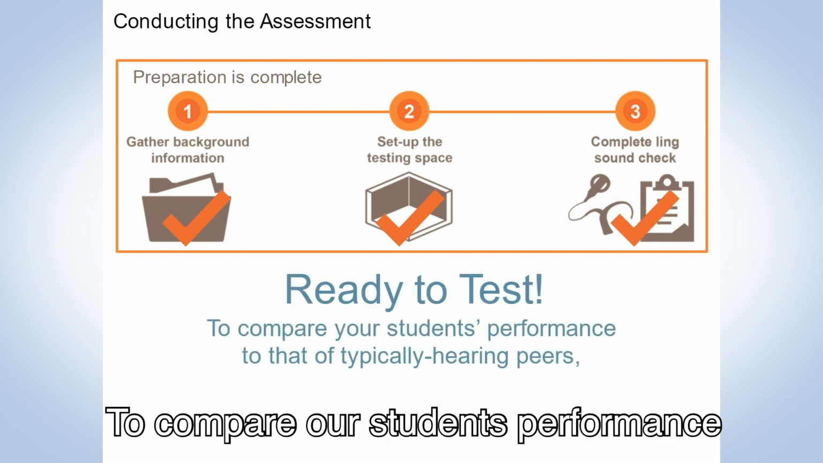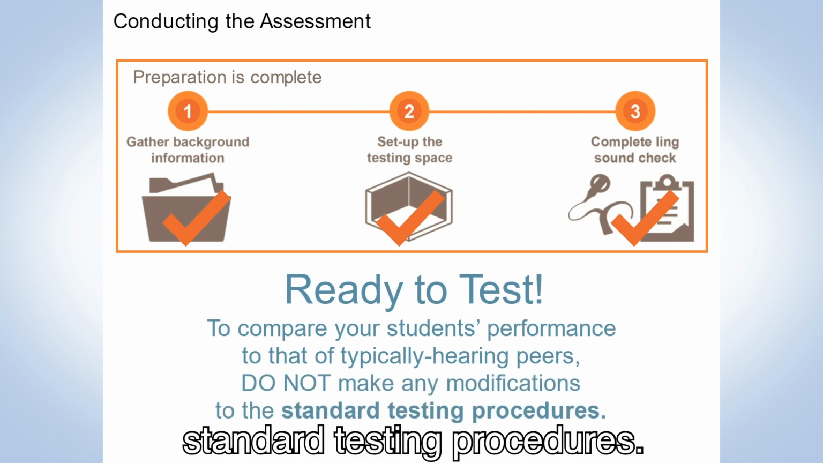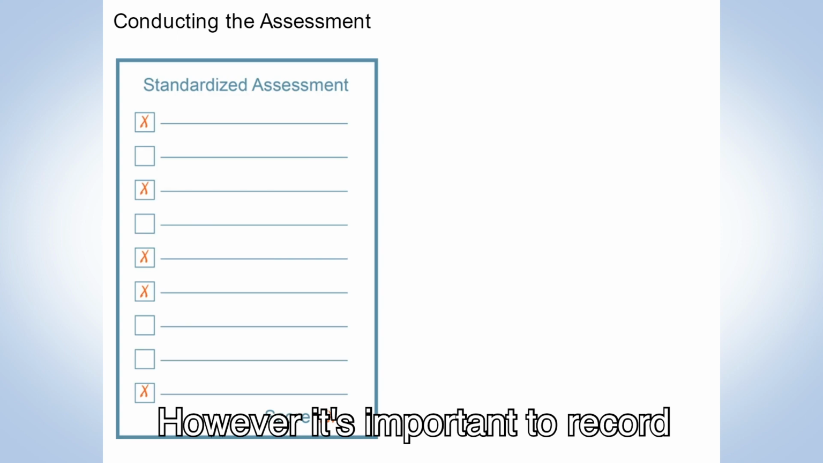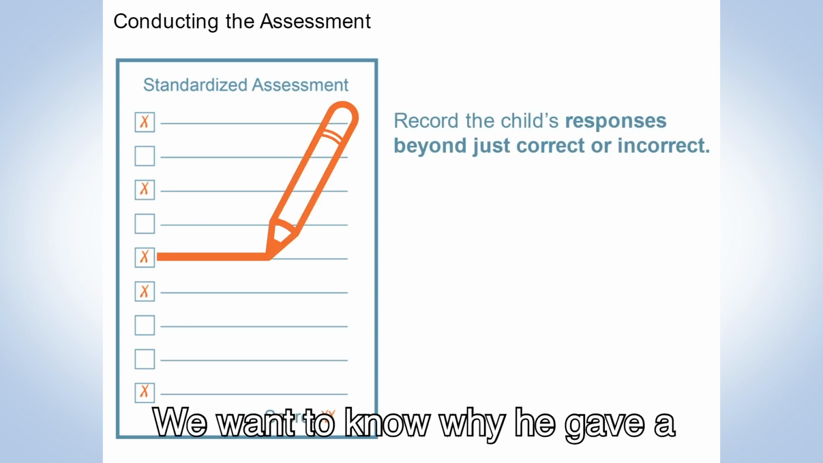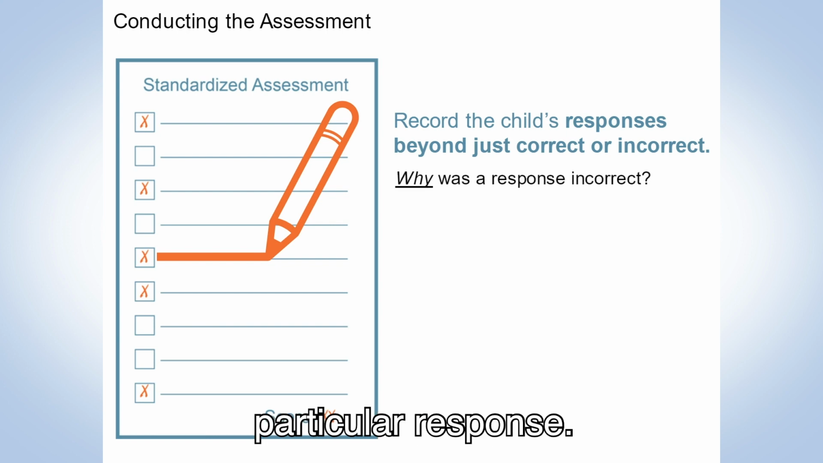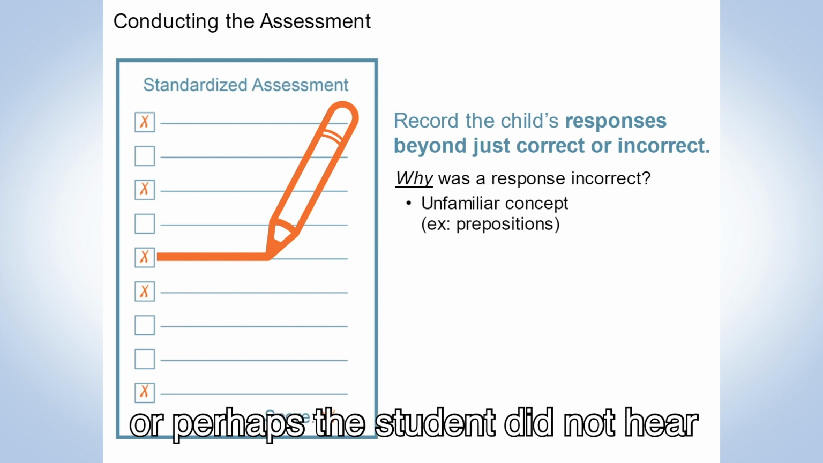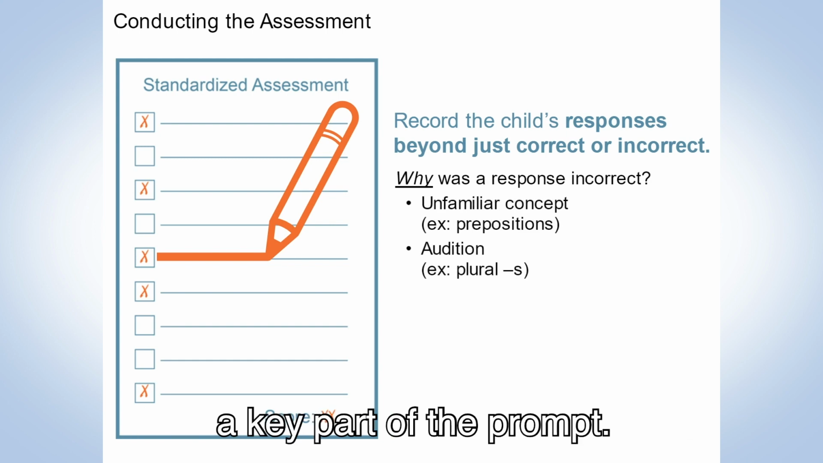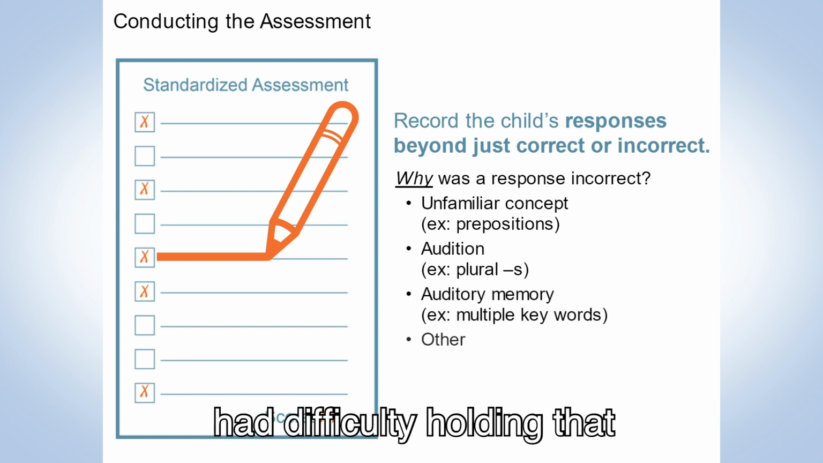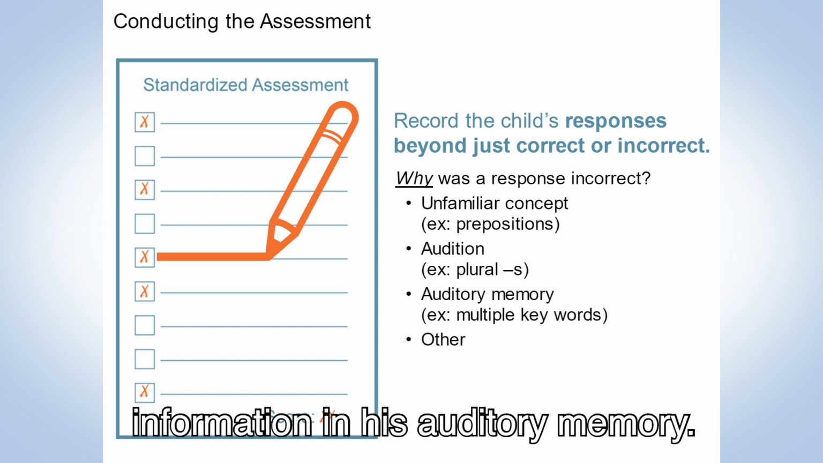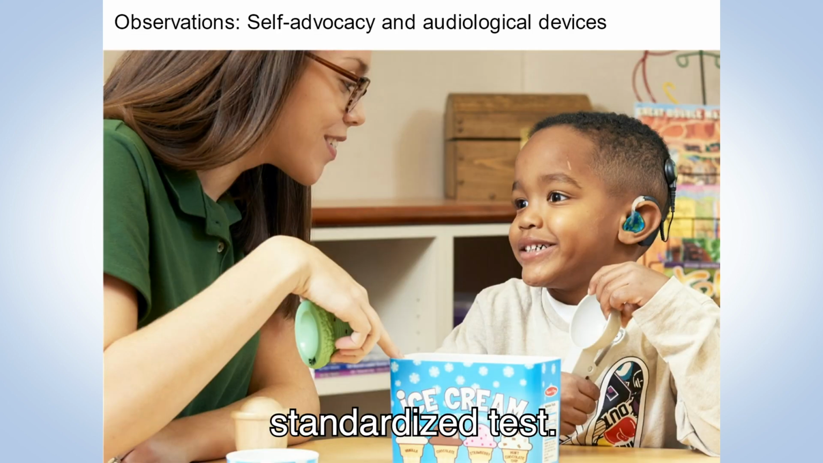To compare our students' performance to that of typically hearing peers, don't make any modifications to the standard testing procedures. However, it's important to record the child's responses beyond just correct or incorrect. We want to know why he gave a particular response. Maybe the testing prompt included a concept that's truly unfamiliar, or perhaps the student did not hear a key part of the prompt. Or perhaps the student initially heard the information correctly, but had difficulty holding that information in his auditory memory. During evaluation, we want to pay attention to skills beyond the targets of the standardized test.